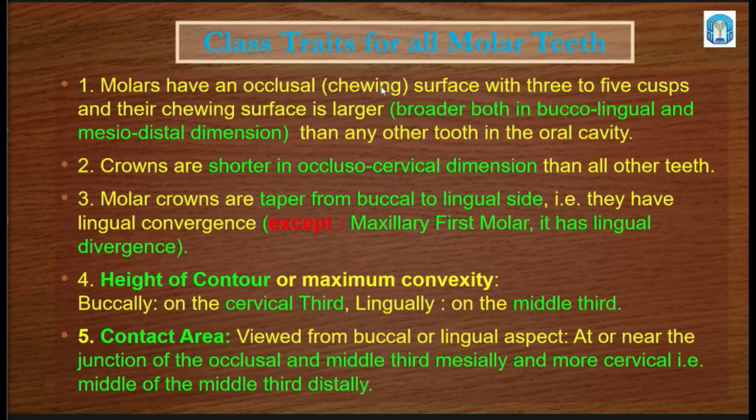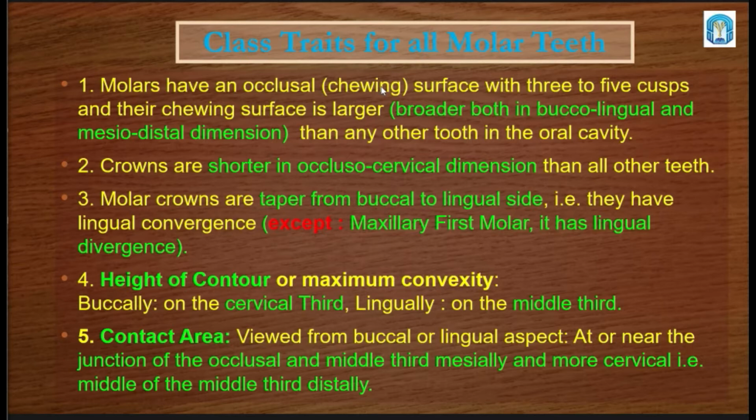Height of contour or maximum convexity. On the buccal side, as usual, it is on the cervical third, because there is a cervical ridge on the buccal third. Lingually, it is on the middle third, middle of the middle third, like the premolars. There was an exception in the premolar, lower second premolar, but in the molar, there is no exception. All the molars, their height of contour on the lingual side is in the middle of the middle third.